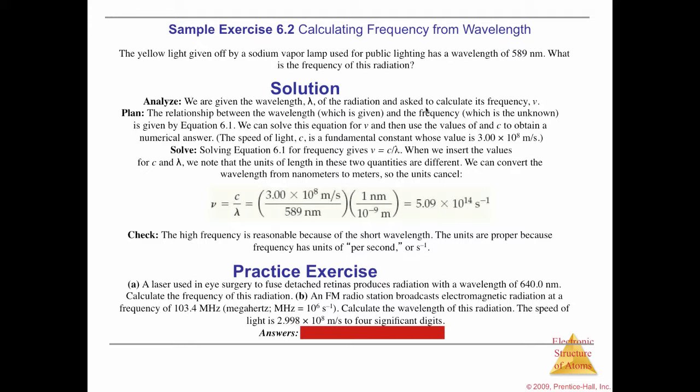We can't have the speed of light in meters per second and our wavelength in nanometers. That just won't work. So we convert nanometers to meters by using a conversion. Then our units will cancel out and we'll be left with inverse seconds, or hertz, 5.09 times 10 to the 14th. And again, hertz is the unit for frequency. The high frequency is reasonable because of the short wavelength. The units are proper because frequency has units of per second.